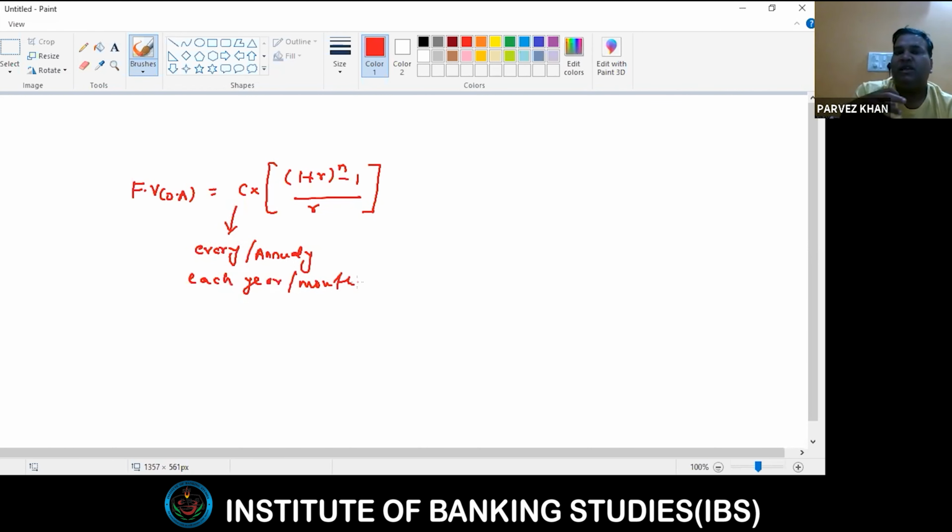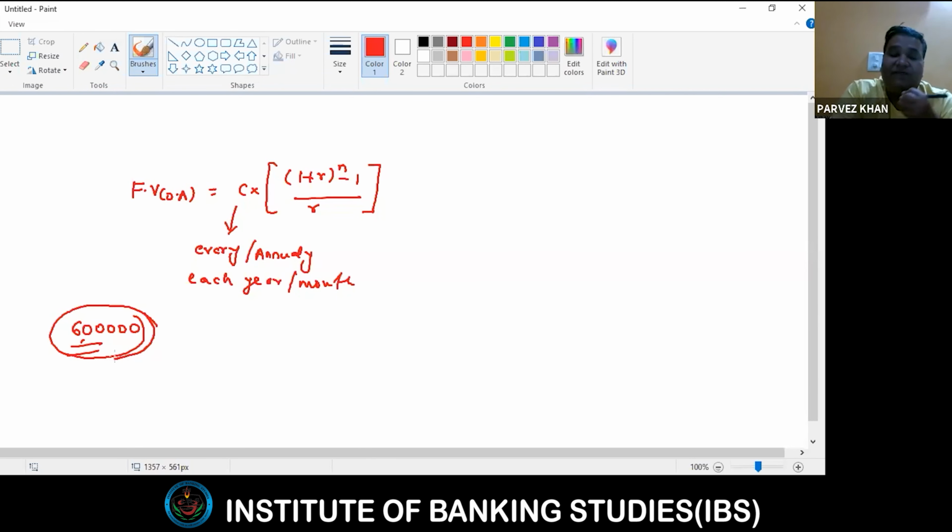Let's take one example. Suppose after 5 years you are planning to buy a car. Roughly, you need some 6 lakhs of rupees after 5 years. So is this 6 lakhs the future value or C? It is the future value. You are planning to buy a car after 5 years, not right now, and for that you need 6 lakhs of rupees. So 6 lakh is your future value.